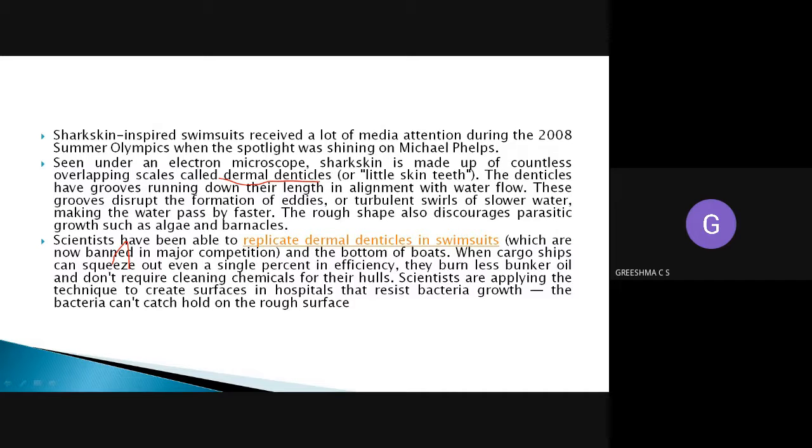Now these denticles are actually helping the shark to travel a long distance with the water flow. This will also help to increase the speed of the shark. A shark moves very fast because these scales have a grooving capacity.